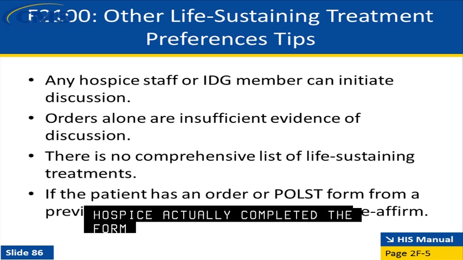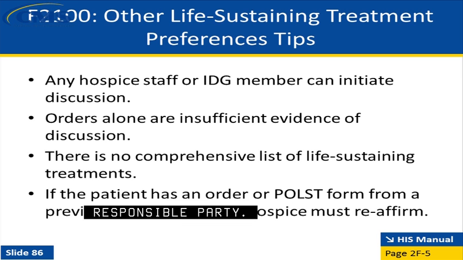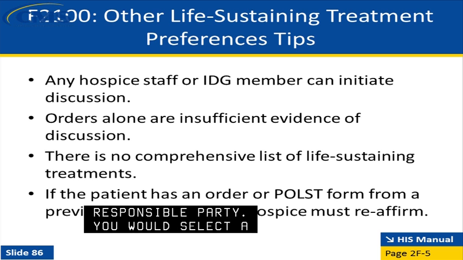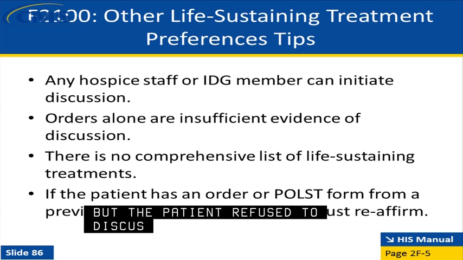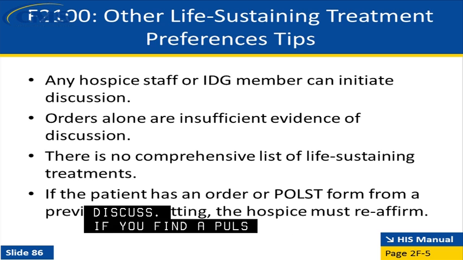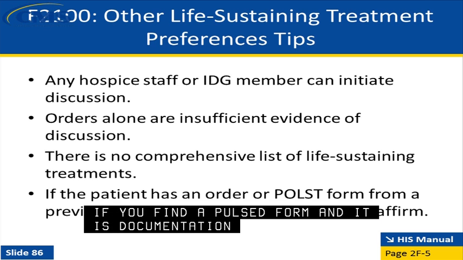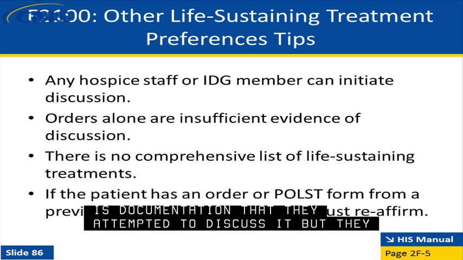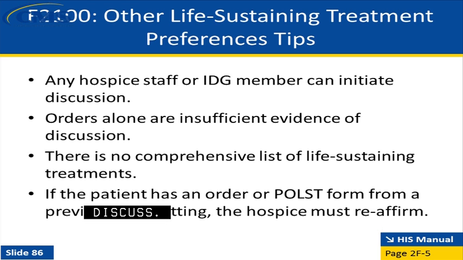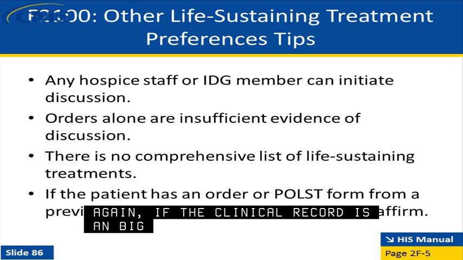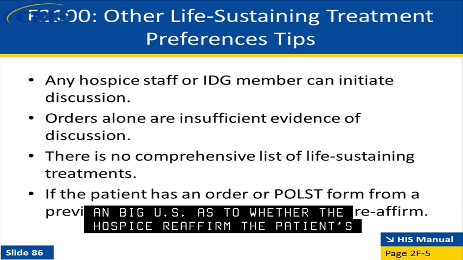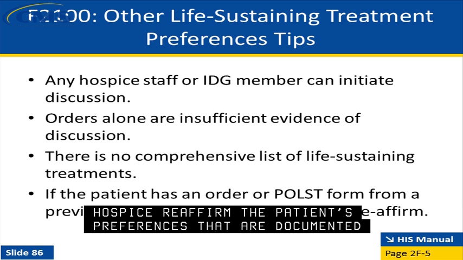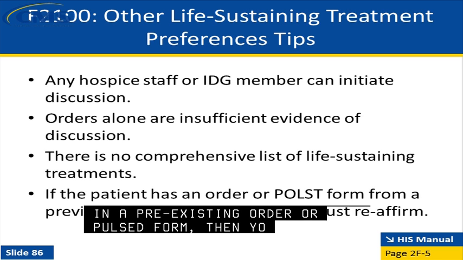And you would select a code 2, yes, but the patient refused to discuss, if you find a POLST form and there's documentation that the hospice attempted to discuss it with the patient or responsible party, but they were either unable or refused to discuss. And again, if the clinical record is ambiguous as to whether the hospice reaffirmed the patient's preferences that are documented in a pre-existing order or POLST form, then you should select code 0 or no for F2100A.